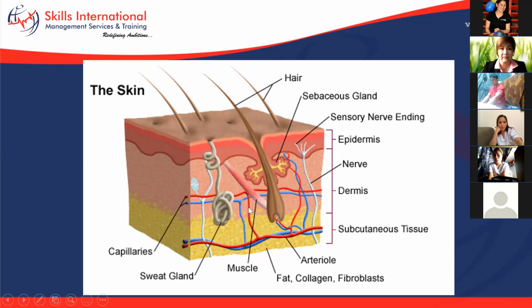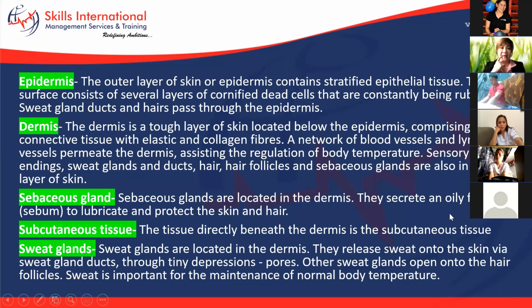Epidermis. Yung outer layer of the skin, they are called epidermis. It contains stratified epithelial tissue. The surface consists of several layers of cornified dead cells that are constantly being rubbed off. Ang sabi ko kanina, pagka naliligo kayo, naghihilod kayo, itong epidermis natin, medyo natatanggal yung kanyang dead cells. So ito natatanggal, napapalitan nito ng bago. So yung mga sweat gland ducts and hairs pass through epidermis.